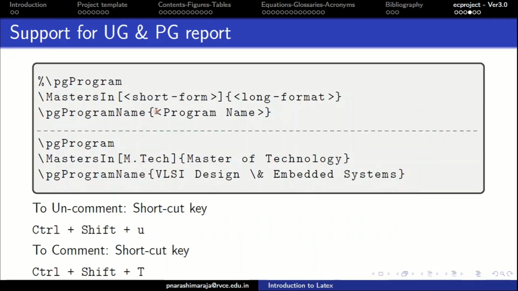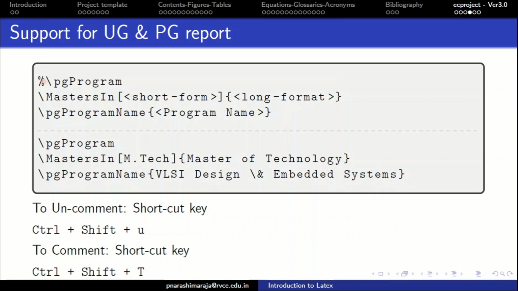Next, to support both the PG as well as UG programs, we have added 3 extra commands. The first one is the PG program, the next one is the masters in command, the third one is the PG program name. The first command, the PG program command, is commented by default, and this command acts as a switch. If we uncomment this particular command, it converts the entire template into a PG project template.